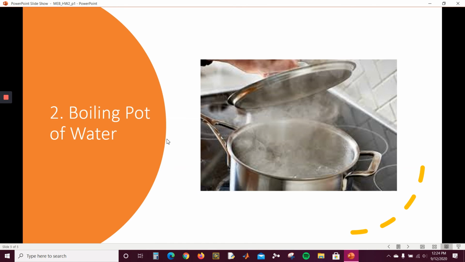Second example is a boiling pot of water. This is a little bit more familiar, I guess, but it would really only be accurate if we boiled the water until all of the air was expelled and then somehow perfectly sealed the pot with the lid, without any air trapped inside whatsoever.